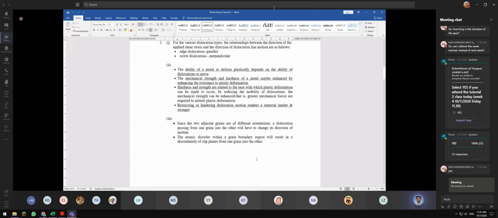You can look at this in lecture 3. So it needs to change orientation, so it will have a tough time. The atomic disorder within the grain boundary region will result in discontinuity of the slip plane from one grain to another. So it is like losing its rail track. The train is moving according to the rail track. If there is a different orientation on the rail track, it stops moving. You don't have the guide to move along. So plastic deformation moves in that manner. You need to have a clear path of atoms in the right orientation. If you have a slightly different orientation, it means that there is a grain boundary.